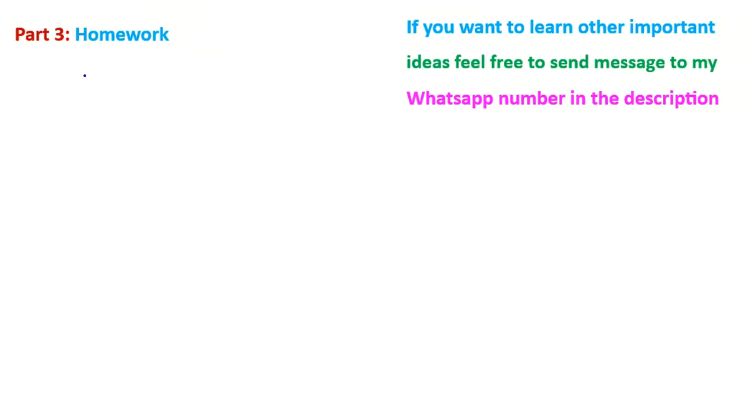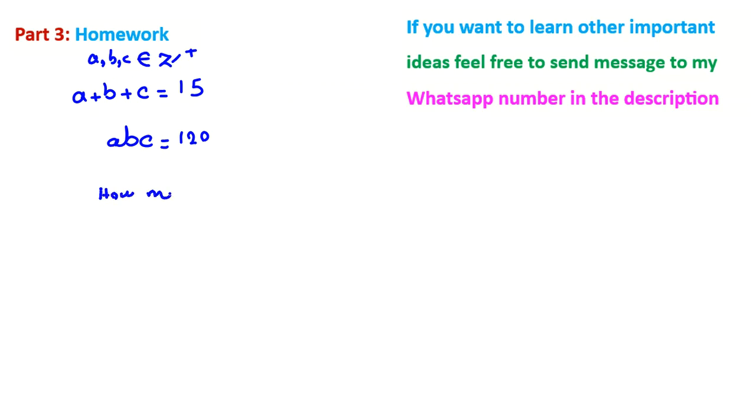Now let me tell you homework part 3. Try to solve this problem. A plus B plus C is 15. ABC is 120. In this case, suppose that A, B, C are positive integers. Then how many answers? How many ABC are there? So solve this problem and comment your answers right below this video.